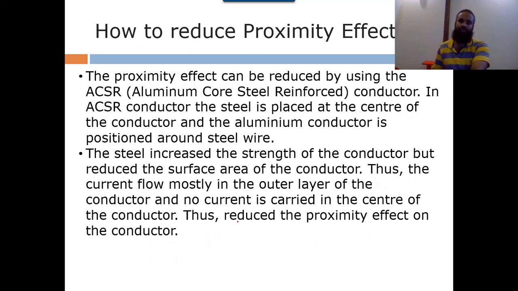So in order to reduce the proximity effect, we usually use aluminum conductors, steel reinforced. And why are we using this? Because in the aluminum conductor we have the outer conductor covered with aluminum, and in the center we have the steel for reinforcement, and when the proximity effect occurs, due to the center steel conductor, this proximity effect is reduced.